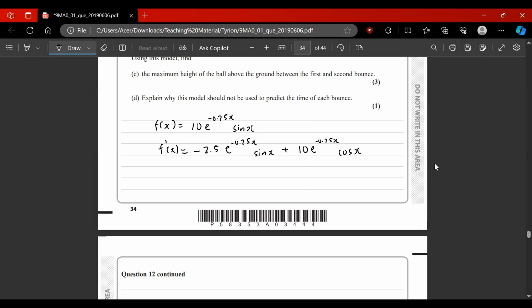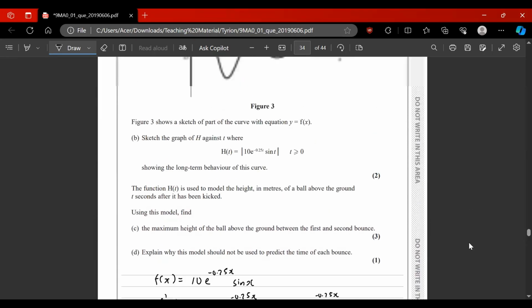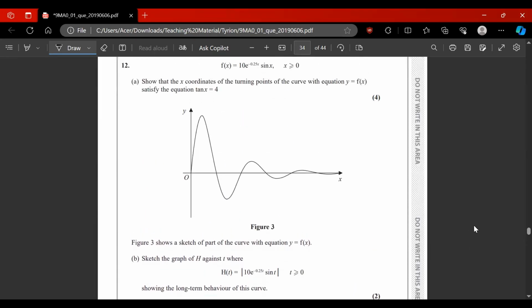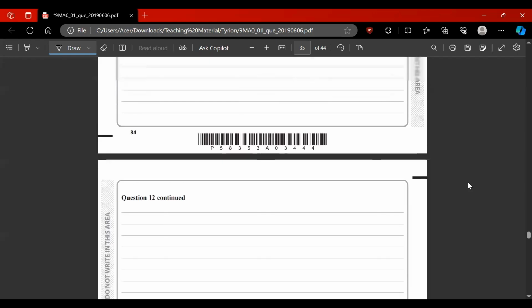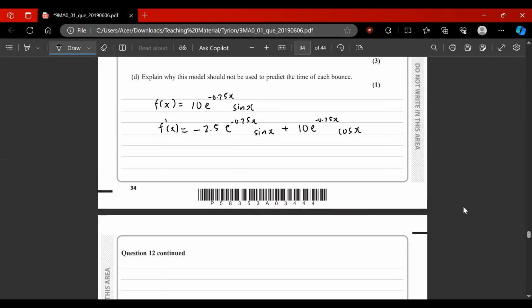Now, if I then equate this to 0, because remember, they're asking us to find the turning points of this curve. So we need to equate this because when your derivative is equal to 0, that's when you have your turning point. So 0 = -2.5e^(-0.25x) sin x + 10e^(-0.25x) cos x, right?